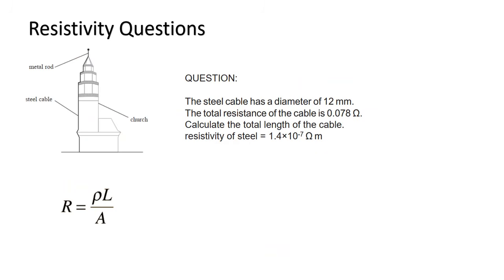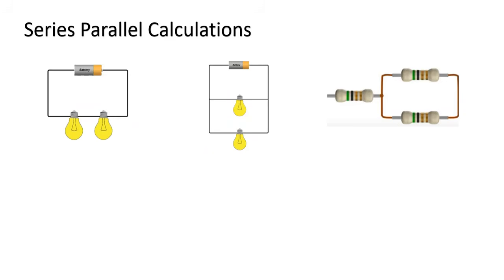In electricity, whenever you come across a resistivity question, it's connected with the dimensions of the material. Always recall the equation, resistance equals rho L by A. Just plug in the values and you'll get your answer. In series parallel calculations, it's very important to recall the equation for total resistance. So in series, the total resistance is given by just the sum of the resistances. But when it comes to parallel, the equation is a bit different. It's 1 by RT equals 1 by R1 plus 1 by R2.